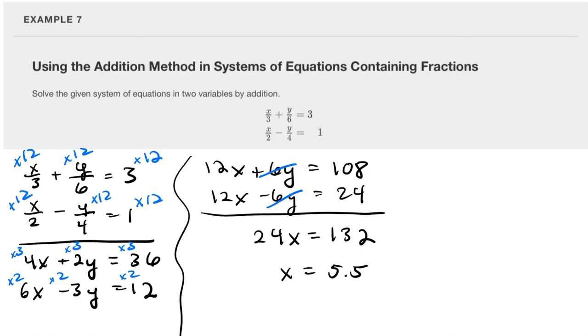Okay, so we got 5.5. We should probably do fractions since we started in fractions. So 5.5, 11 over 5, right? No, 11 over 2. Yeah, there it is.